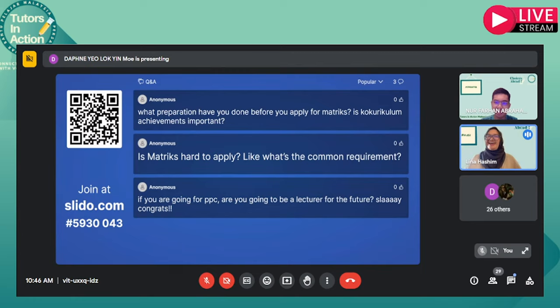So you can't really say that I need to get straight A plus to go matriculation, I need to get straight A's, or I need to get even 4 A's je nak pergi. It's just random. It's really based on your luck.